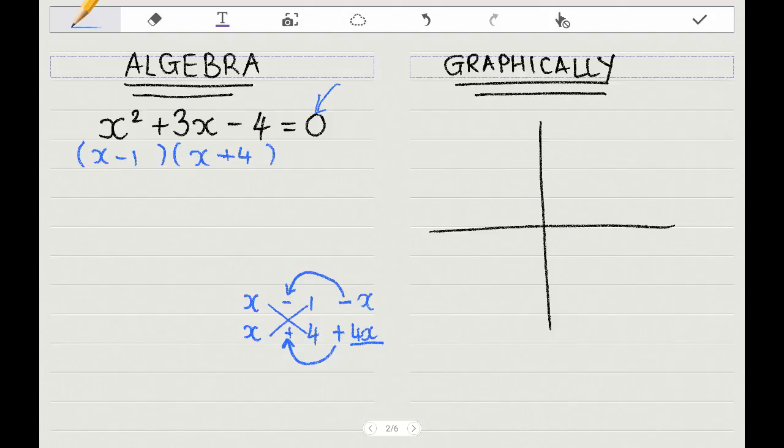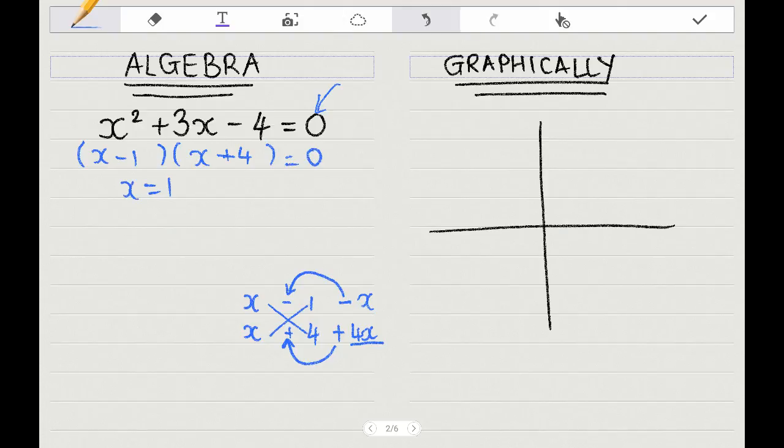So this is a method of trial and error. It's not always that you'll get the correct factors on the first time. You'll just have to continue trying. So I'm just going to show you graphically what this equation is plotting. It's plotting the x-intercepts. So basically we have x is equal to 1.